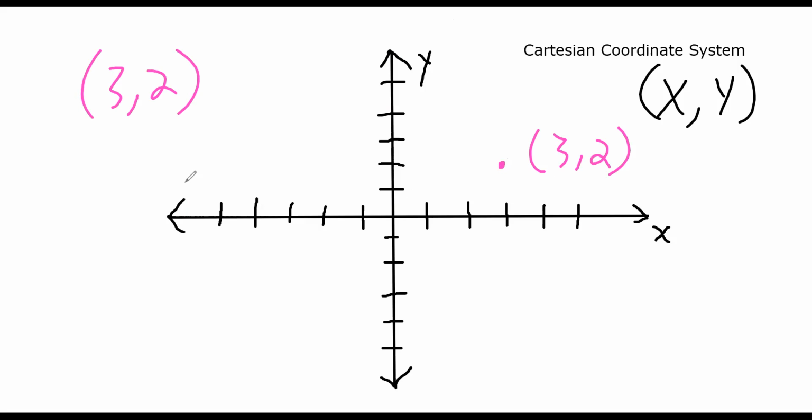If your point was to graph -4, -1, now your x coordinate, the first one, is -4. You need to go 4 units to the left. 1, 2, 3, 4. And then -1 is the y coordinate, so you go down 1 unit. And so here's the coordinate -4, -1. So we can graph a whole lot of points. That's going to be something that we are going to concern ourselves with today.